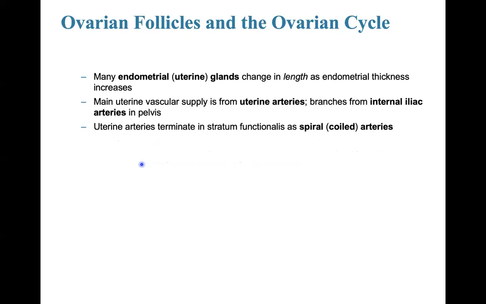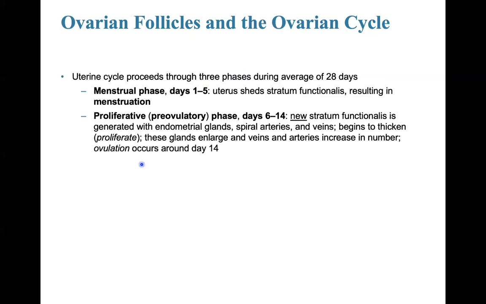The main uterine vascular artery supply are the uterine arteries, which are branches off of the internal iliacs, which are branches off of the abdominal aorta. The uterine arteries will terminate into the stratum functionalis as spiral or coiled arteries. Those spiral coiled arteries are important because they will actually corkscrew up, which will cut off blood supply to that layer, and that's why it eventually sloughs off if fertilization does not occur.